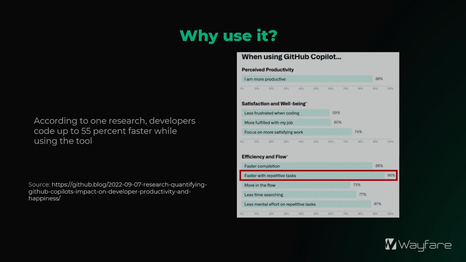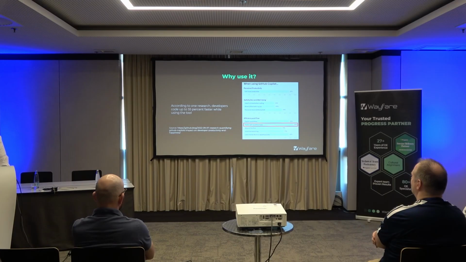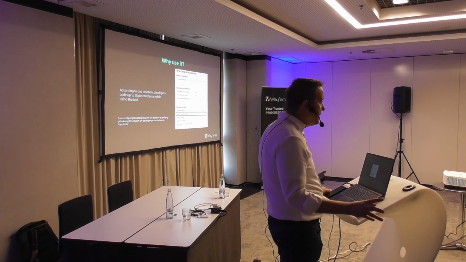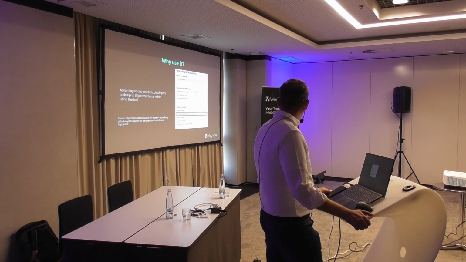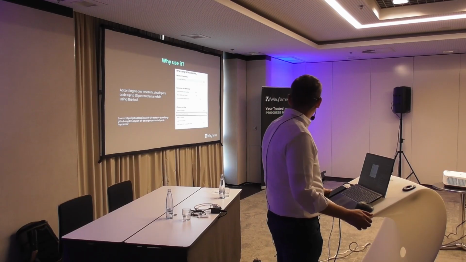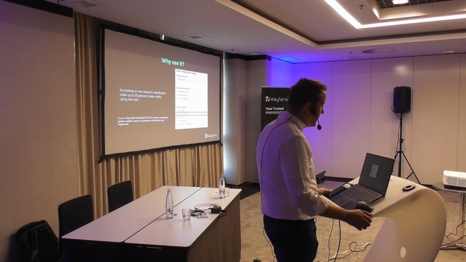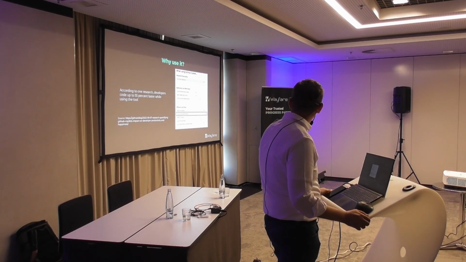Why use it? When we have repetitive tasks, something that we already trained based on an architecture, developers say it's 55% faster on main languages. What we noticed is at least 40% if you train it for ABL with a specific framework. It's working really fast when you have repetitive tasks. As you see here, 96%, the perception of the developer.